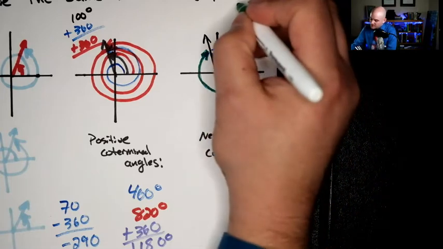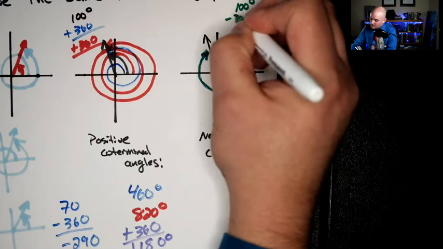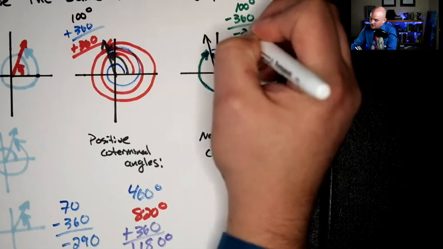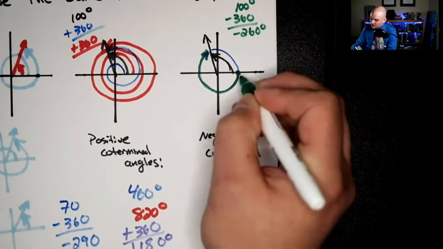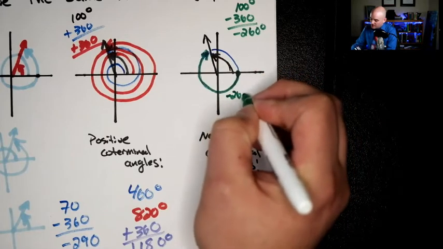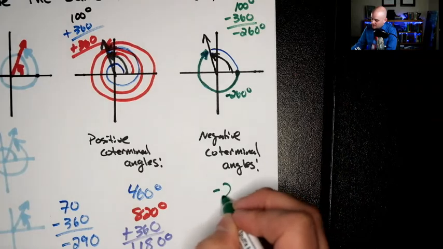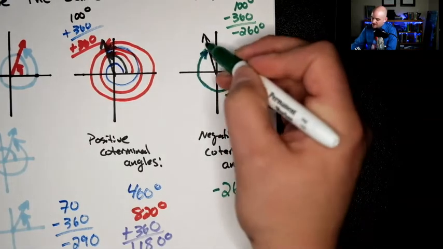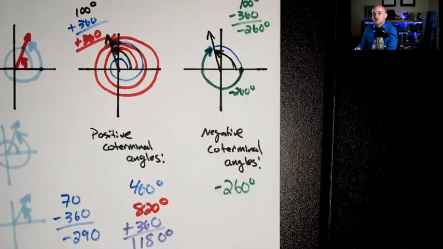So basically what I'm saying is 100 degrees minus a circle gives me negative 260 degrees. I'm starting here and going around, and what's highlighted in green is negative 260 degrees. That is a negative angle that has the same terminal side as 100 degrees.